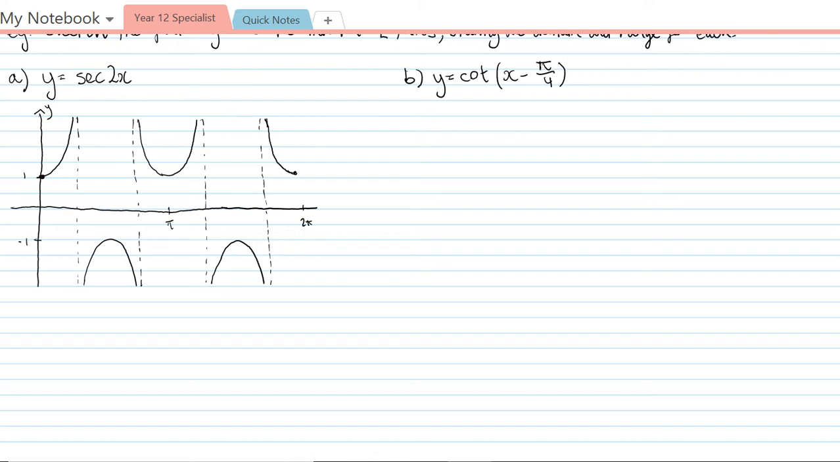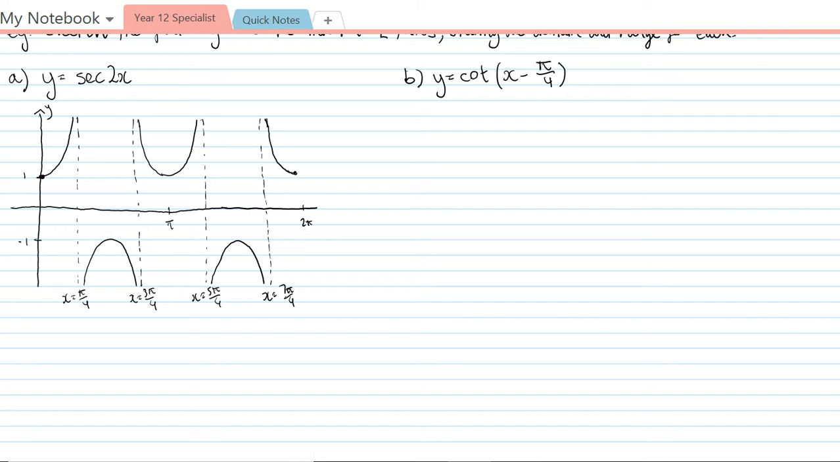So what have we got? There's pi on 2, which means that this first asymptote is at x equals pi on 4. Second is at x equals 3 pi on 4. Third is at x equals 5 pi on 4. And then x equals 7 pi on 4. And yeah, there we have it. Again, this can be done using your calculator. You just write in y equals 1 over cos 2x and then go from there.